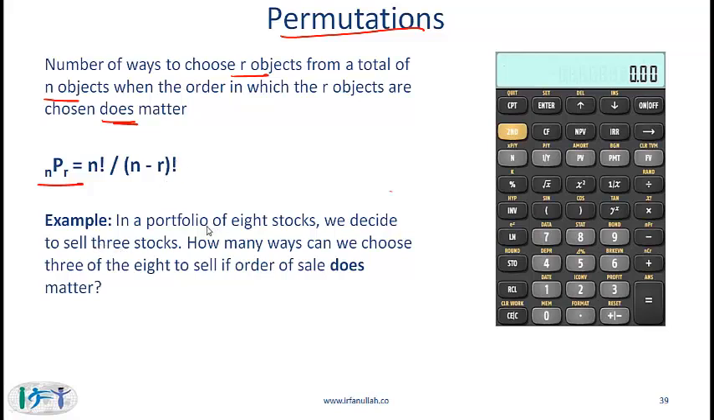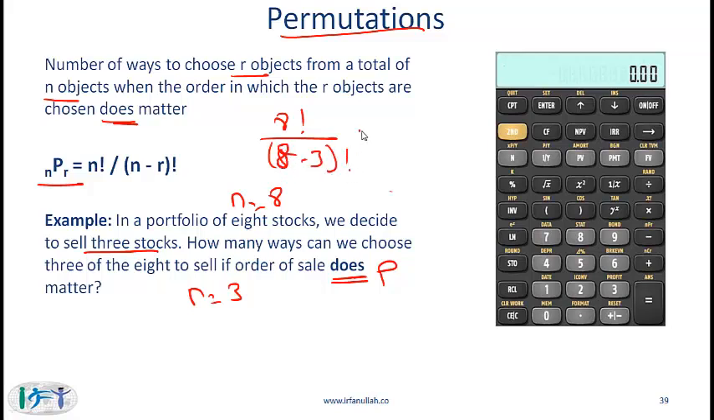Let's look at a simple example. Say you have a portfolio of 8 stocks, so n is equal to 8. We decide to sell 3 stocks. How many ways can we choose 3 of the 8 stocks to sell if the order of the sale does matter? This means that we use the permutations formula. r is equal to 3. So the formula is n factorial, which is 8 factorial divided by 8 minus 3 factorial. So that is 8 factorial over 5 factorial.